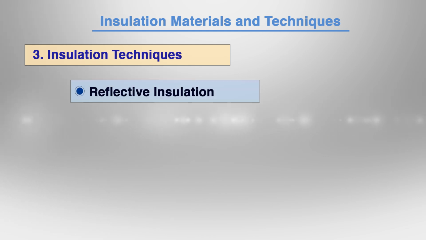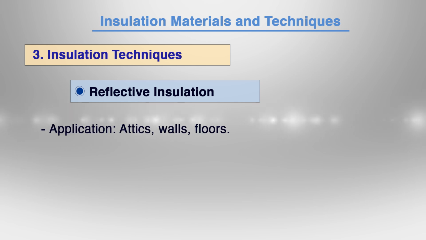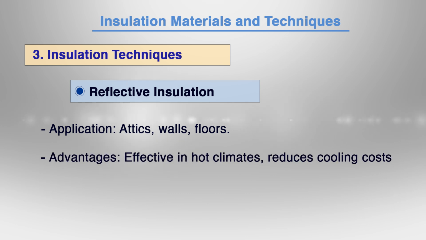Reflective insulation. Reflective surface, aluminum foil, that reflects the radiant heat. It is used in attic, wall, floor, etc. It has some advantages like effective in hot climate, reduce cooling cost.